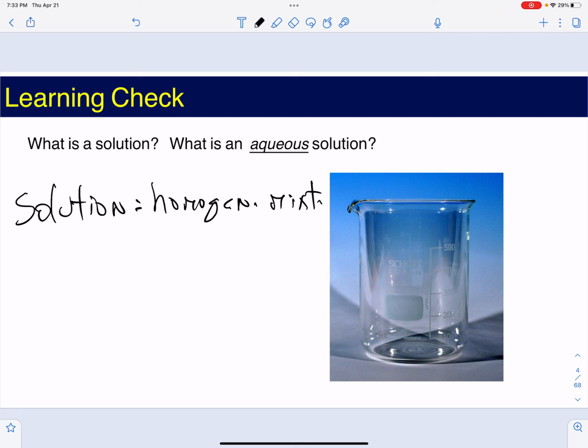Classic example, you take water, you take table salt or sugar, you put it in water, and the sugar or the salt disappears, and you only see one thing. Remember, homogeneous, you only see one thing. Heterogeneous, you can see two things, like oil mixed with water. So that's what the solution is, nothing more than a homogeneous mixture.